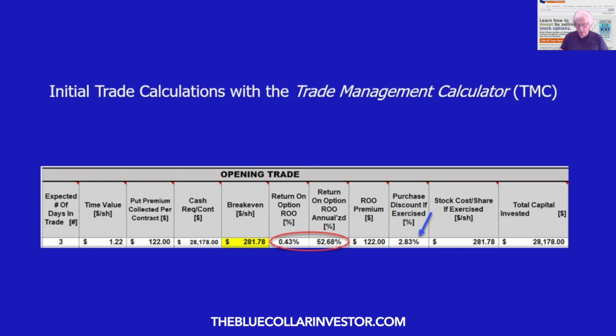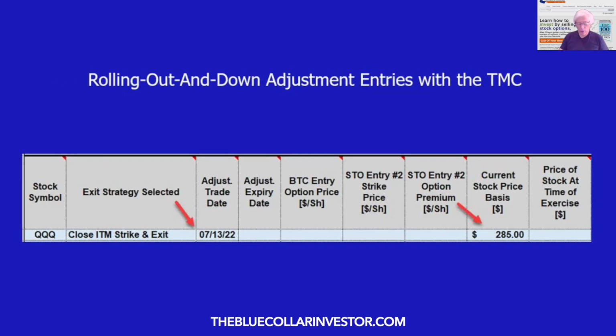Now we're going to move on to section 3 of the spreadsheet, which is where we make our trade adjustment. So how do we do this? Well, since there's a different expiration date for the Friday expiration, 7/15, from the 7/13 initial expiration, we're going to close the original trade. We're just going to close it. So all we do is enter the date that we close it, 7/13. You see the arrow, and the current price moved from 290 to 285. That's all you have to enter in the adjustment section.